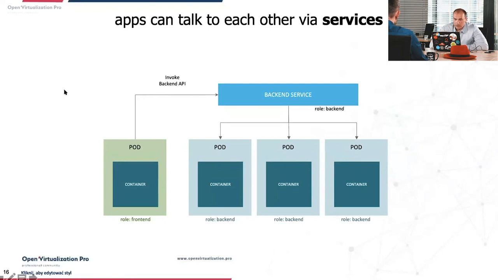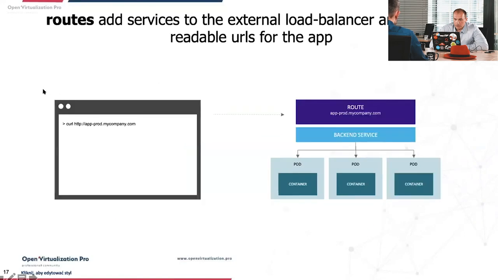And the next layer which is typically needed is a routing layer. With the routing layer you can implement the ingress from external systems which are running outside of the OpenShift cluster. So if you want to expose one of the services to the public network, let's say, you define a route where you specify the host name of the specific route.